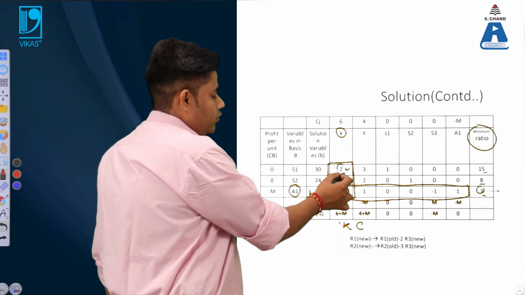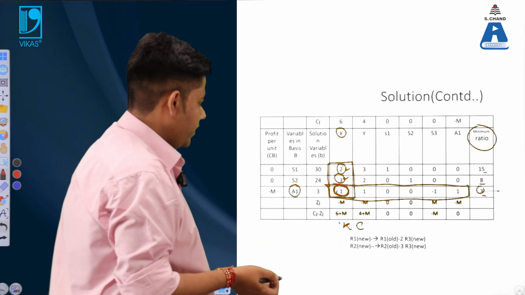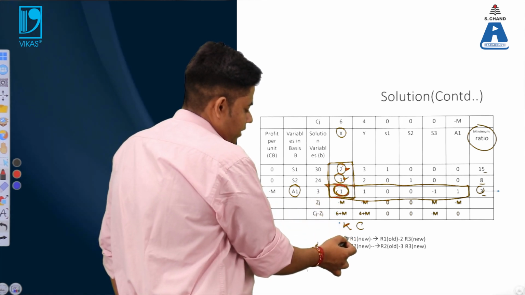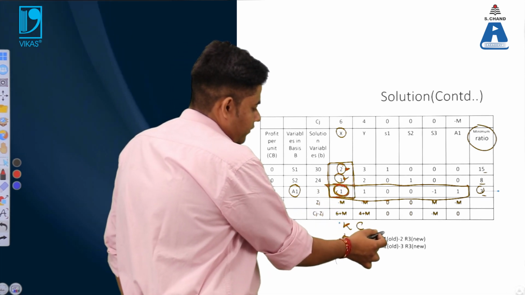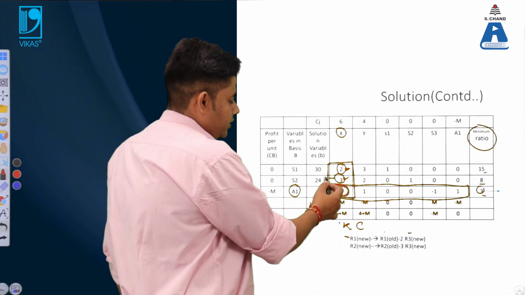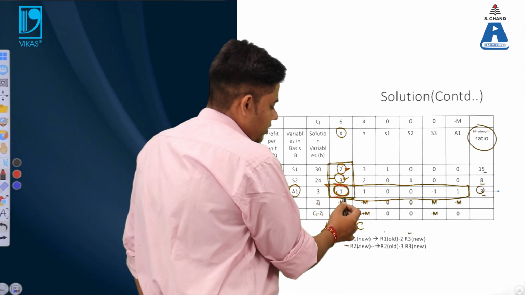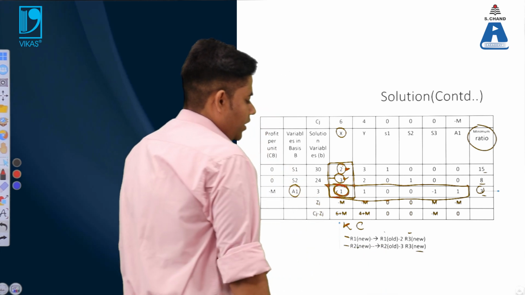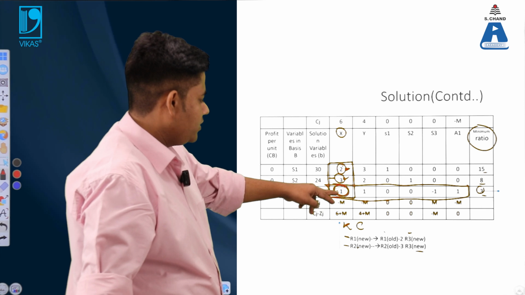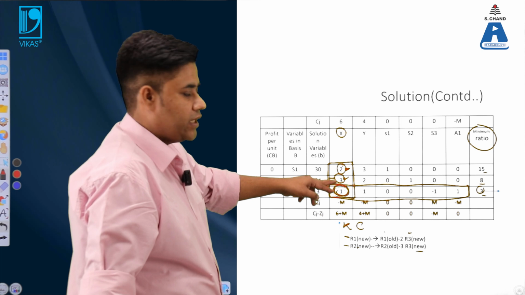That means I'll try to make this element as 0 and this element also as 0 by the row operation, and the row operations would be R1 new changes to R1 old minus 2 times R3 new. And similarly for the second row, R2 new changes to R2 old minus 3 times R1 new. So depending upon that row operation, I need to multiply this quantity with 2 and subtract them, and multiply this quantity with 3 and subtract them.